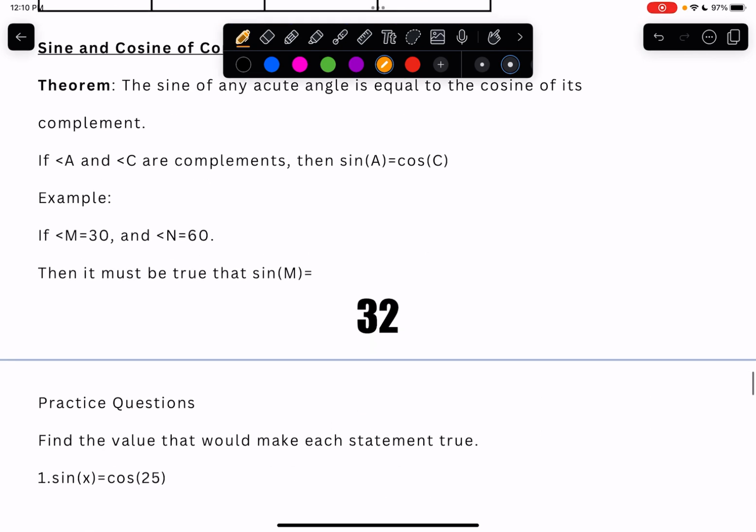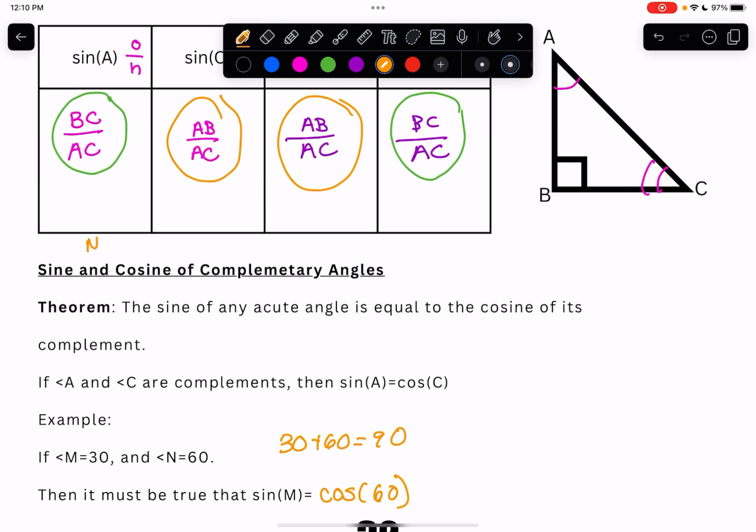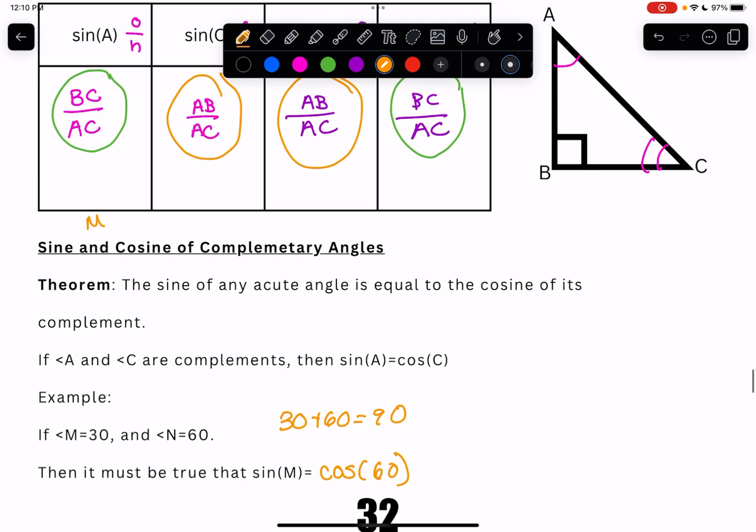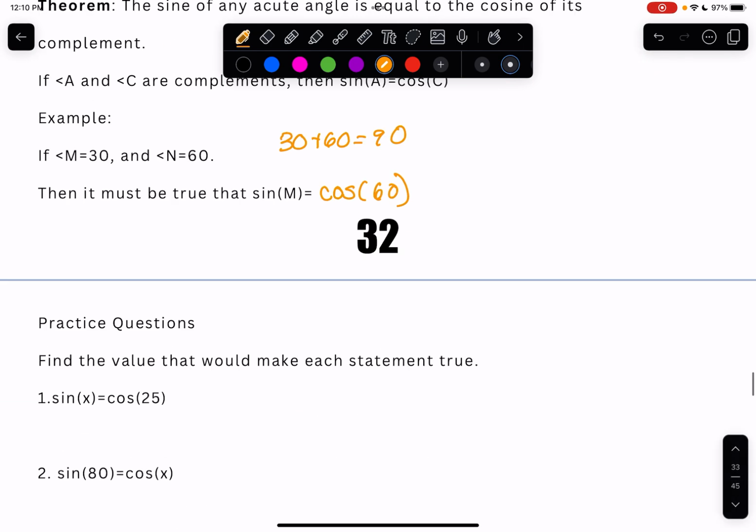So if you have two angles, so M and N are 30 and 60, 30 plus 60 is equal to 90. So then you know that since they're complementary, the sine of one angle is equal to the cosine of the other. And you can even see that in the table we did above, right? If you replace this as M, sine of M is BC over AC, cosine of N is BC over AC. They are the same.